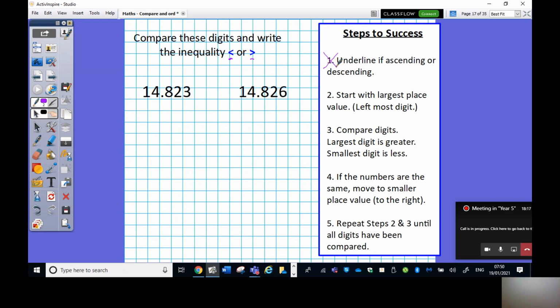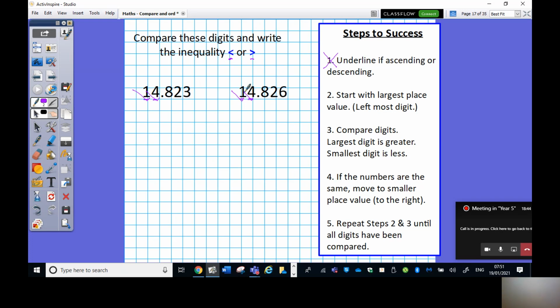We're going to start with the largest place value. Okay. We have the 10s. So let's take a look at the 10s. 1 and 1, that's the same. So what are we going to do? Tell me. Good, we're going to move on to the next one, which is our 1s. Are they the same or different? They're the same, absolutely. What are we going to do? Tell me. Good, and what's the next place value?